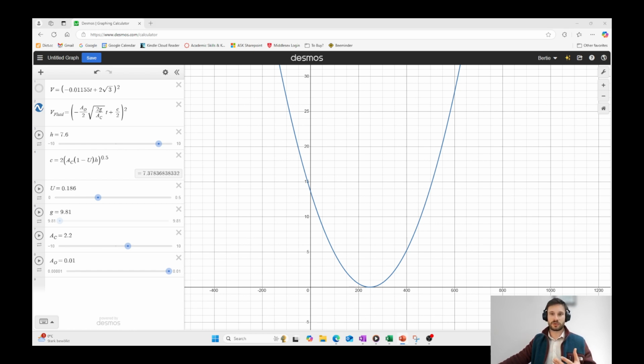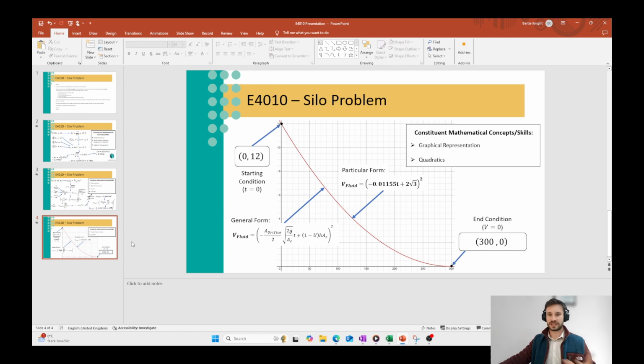My last point would be, in your email, I'd suggest producing something a little bit like this, right? Where I've taken a screenshot of the graph here. I've shown where the starting condition is. I've shown where the end condition is. I've shown a particular form for the graph, and I've also shown a general form for the graph here.